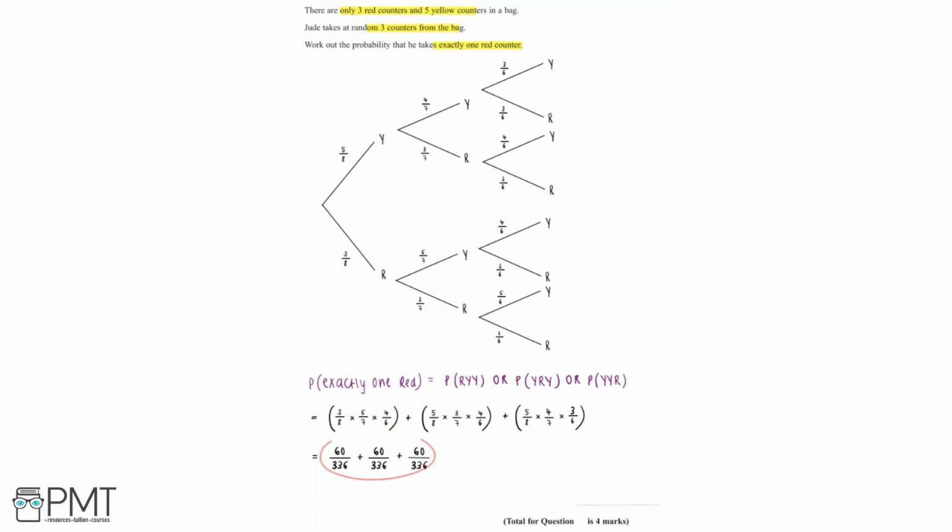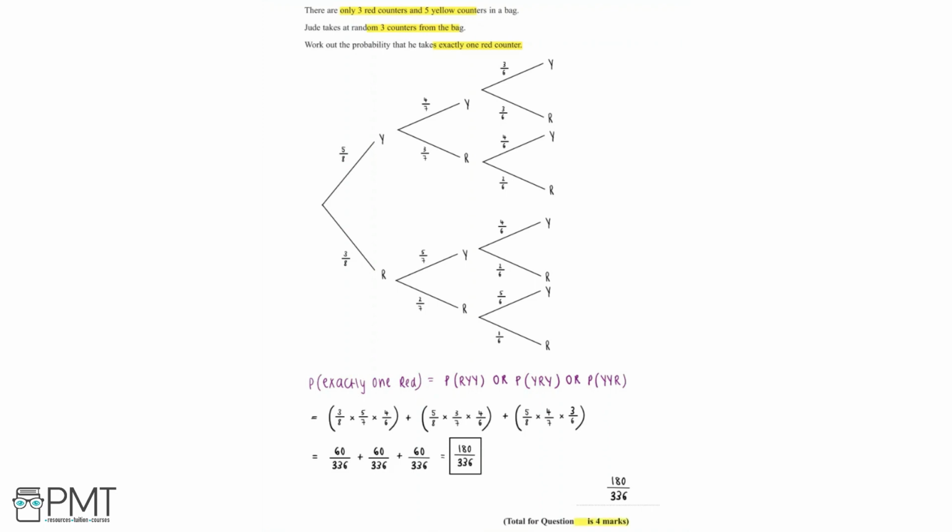And so adding these 3 fractions together, well, they have the same denominator, so we only need to worry about adding the numerators. 60 plus 60 plus 60 is equal to 180. And so 60 over 336 plus 60 over 336 plus 60 over 336 would be equal to 180 over 336. And so we've now found that the probability that he takes exactly 1 red counter is equal to 180 over 336.